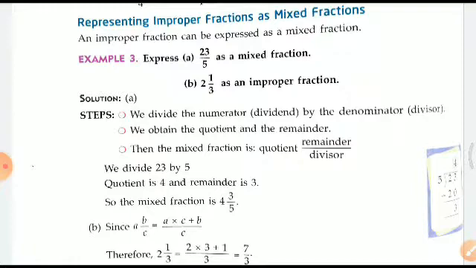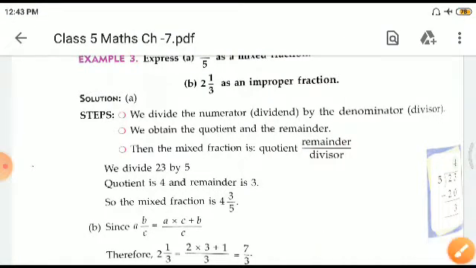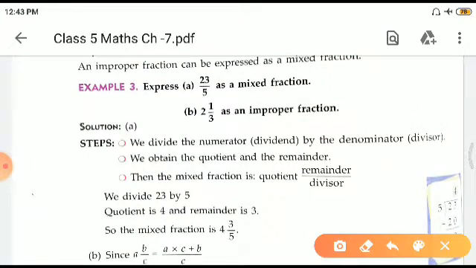Now how do we do it? It's 23 by 5, right? Let us take this, and the solution is we divide the numerator by the denominator and we obtain the quotient and the remainder. Then the mixed fraction is quotient, remainder upon divisor. See, let me show this to you, how it is done here, right? See, the first fraction is 23 by 5, right?